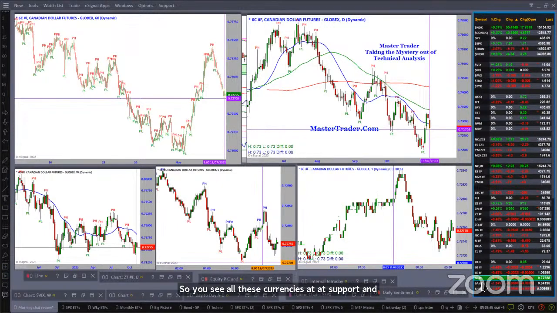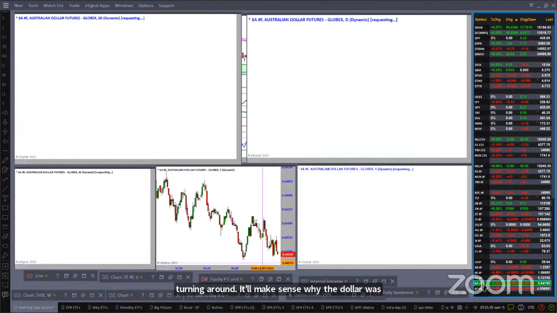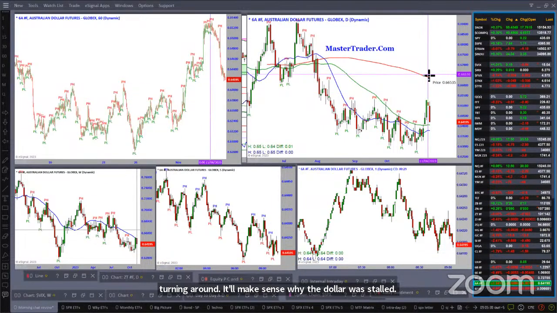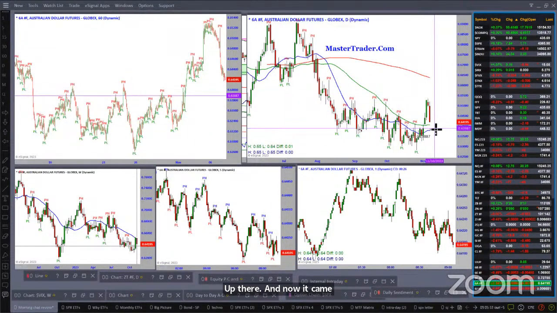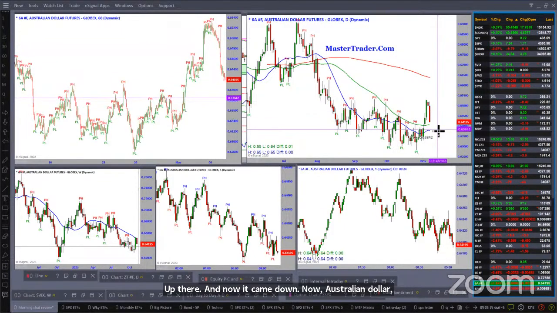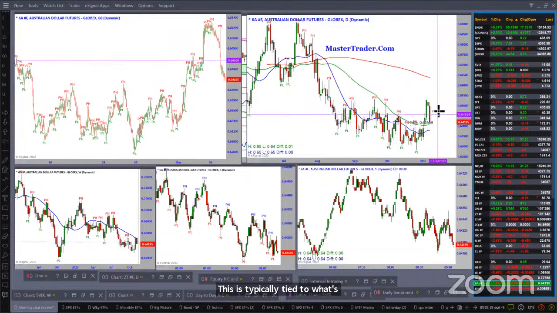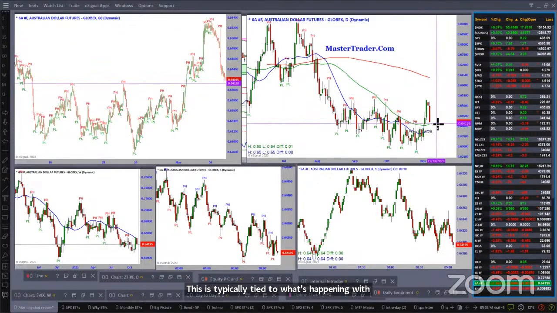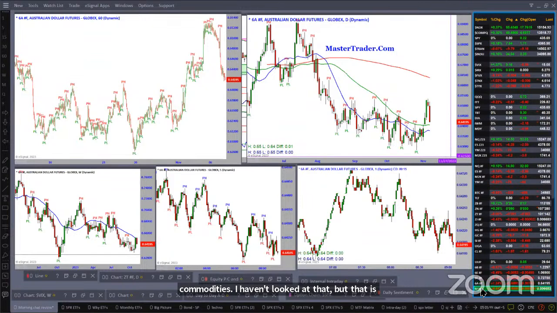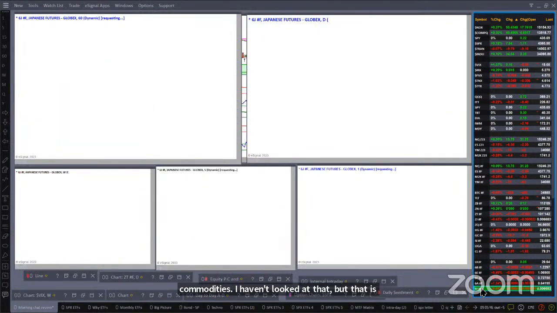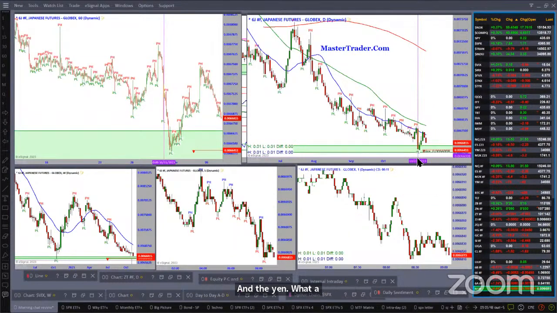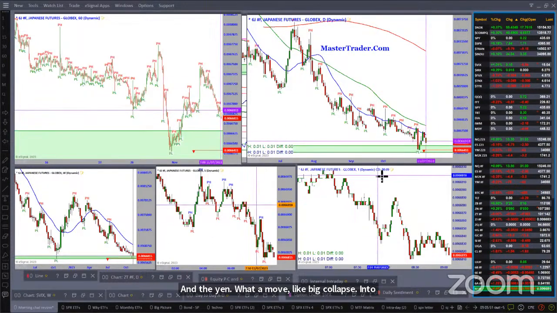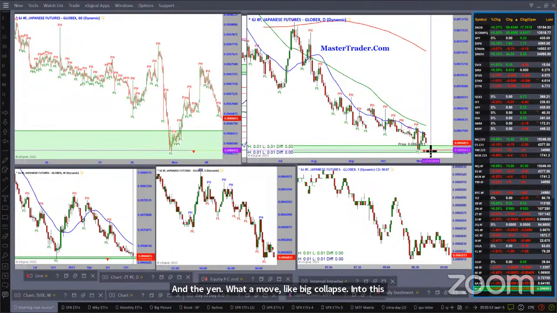It makes sense why the dollar was stalled up there. Now it came down. Now, Australian dollar, coming down pretty darn hard. This is typically tied to what's happening with commodities. I haven't looked at that, but that is associated with the Australian dollar. And the yen, what a move. Big collapse into this support, and that popped up and now it's coming back down again. So everything in alignment made for this dollar to continue to show some strength.